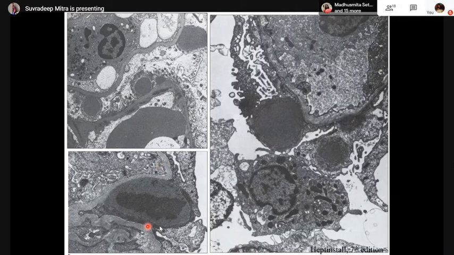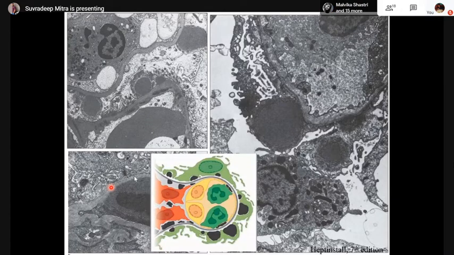And this is also a very important clue that the subepithelial hump is also occurring at the paramesangial region or the mesangial waist region. So with this morphological feature, and this is just to show the schematic diagram, you can also see some degree of subendothelial deposit here and dominantly the subepithelial hump.